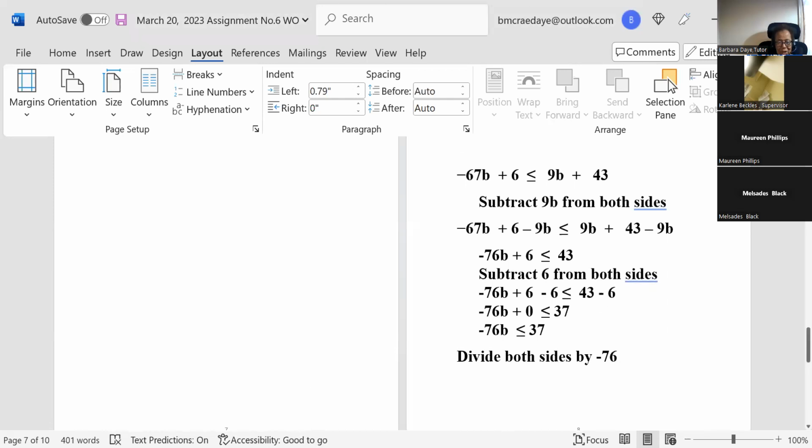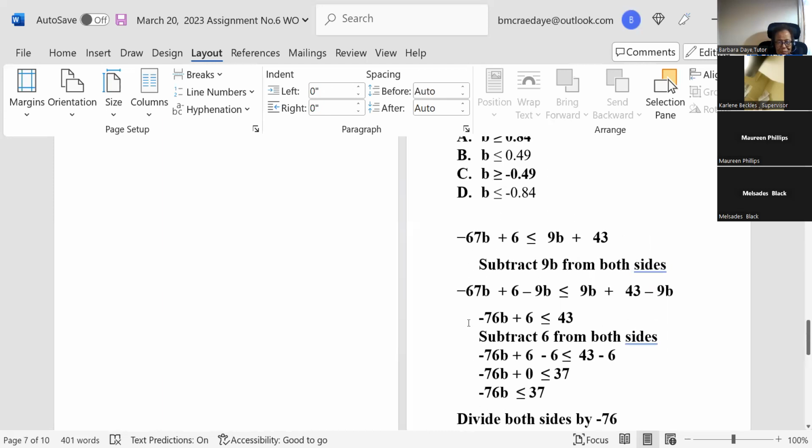What do you get when you divide it? Anybody get it? I know it's calculator work, right? That's 0.4868, and you round it off to what? 49, right? So what's your answer? It would be less than 49.